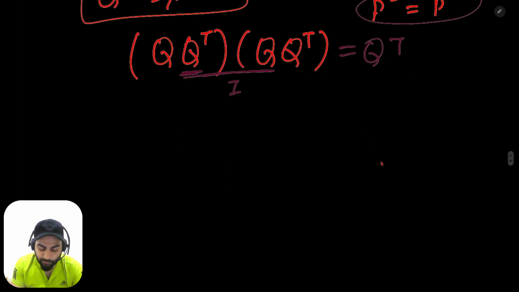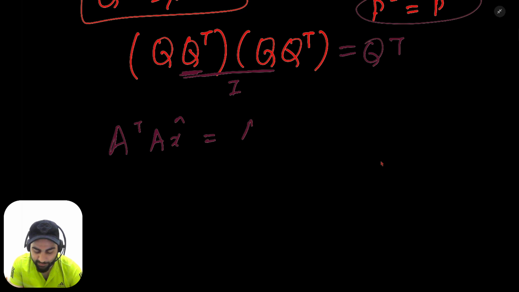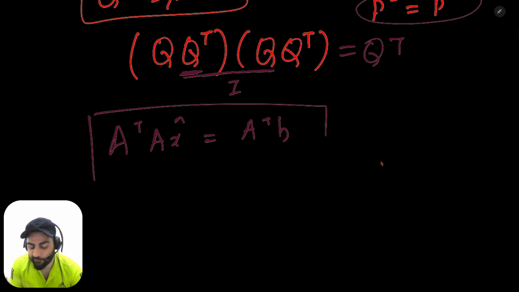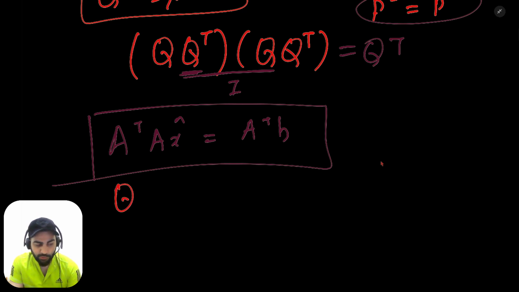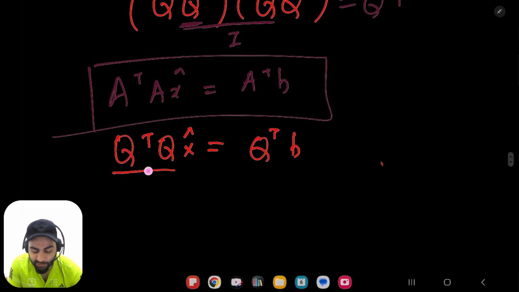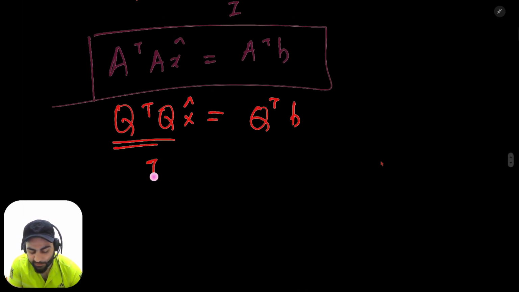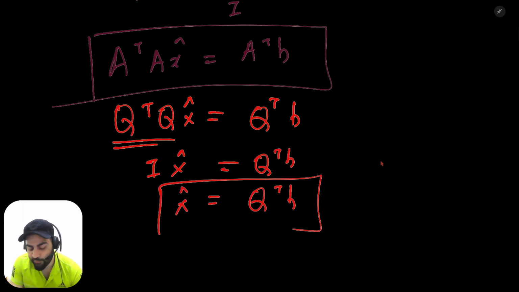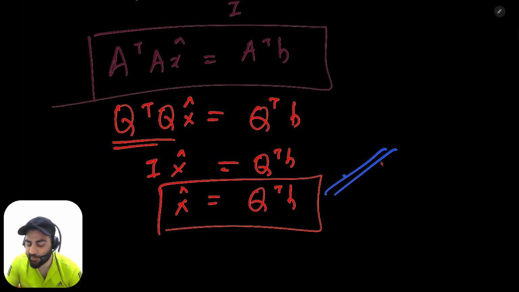Now if we want to solve A transpose A x = A transpose b, this is what we wanted to solve in linear regression. What we will do is convert this. We'll solve Q transpose Q x bar = Q transpose b, because the column space will be the same. Now you know Q transpose Q is the identity. So identity times x bar is equal to Q transpose b. The x vector is equal to Q transpose b. You will only find this much, and now your linear regression became easier.